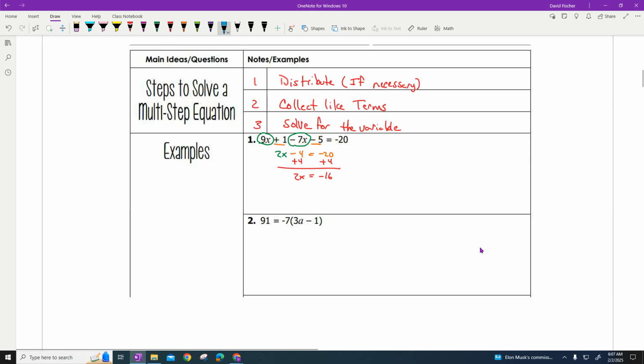My last step is, well, let's get rid of that 2. Right now we're going to divide by 2 because that says 2 times x. The opposite of multiply is divide by. I know a negative divided by a positive is a negative. 16 divided by 2 is 8.